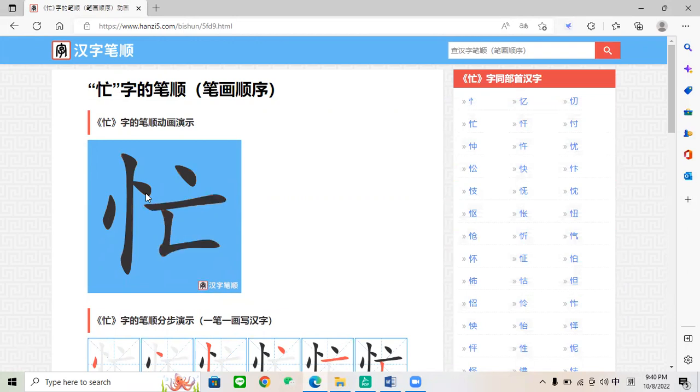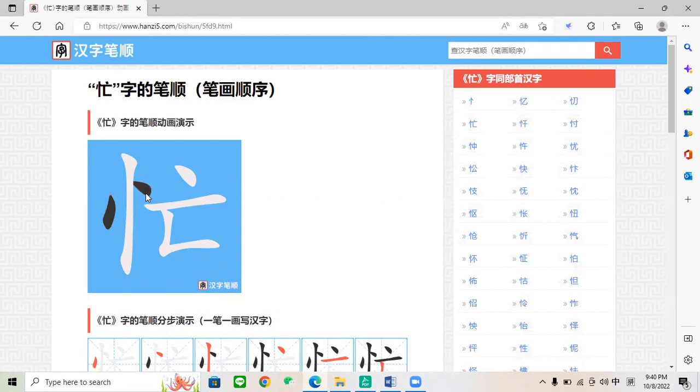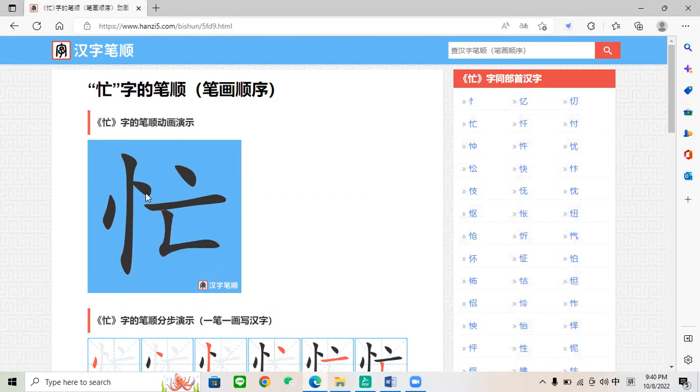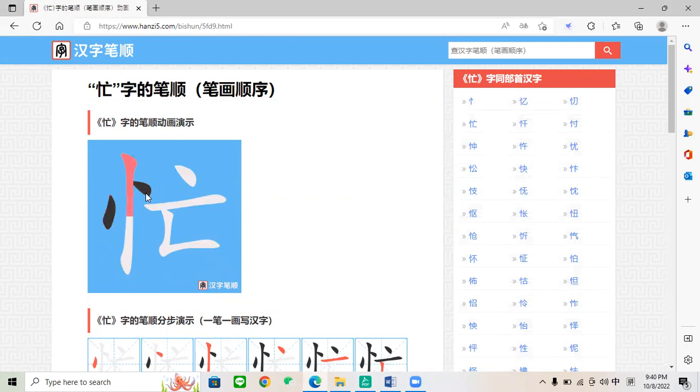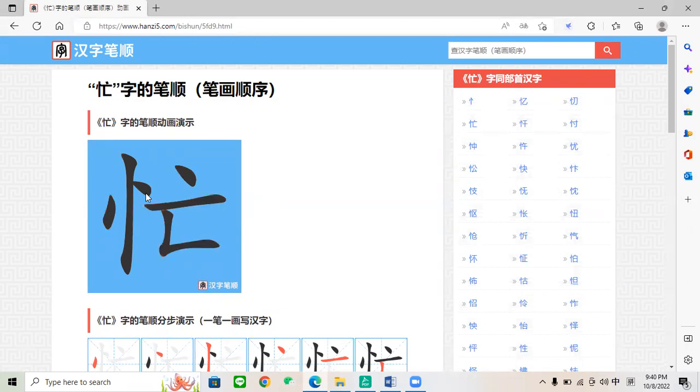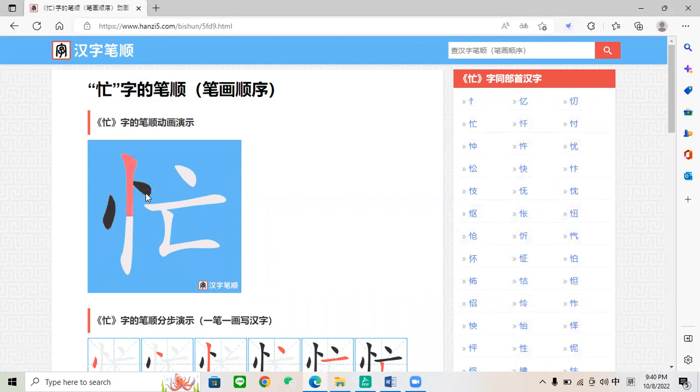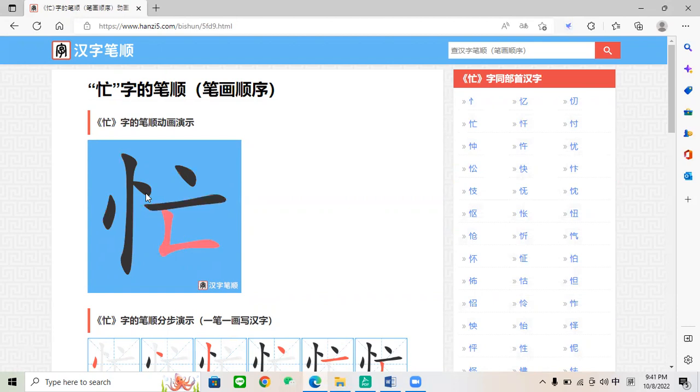This radical is also commonly used and it's very important. Why I said radical is very important is because radical can help you to remember how to write the character and also can help you to guess the meaning of the character, even if it's the first time you see it. It's the same for Chinese students: when we see a character for the first time, we don't know its meaning, but sometimes we can guess its meaning by knowing the radicals. Okay, so let's take a look at this character.